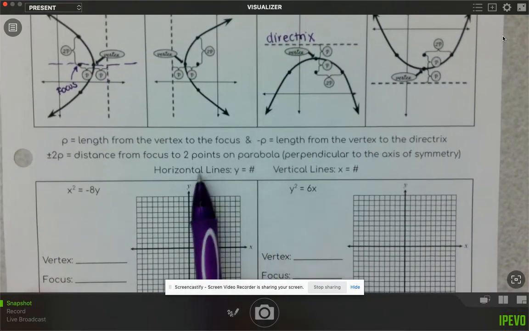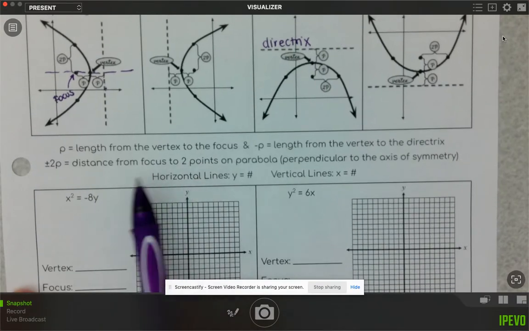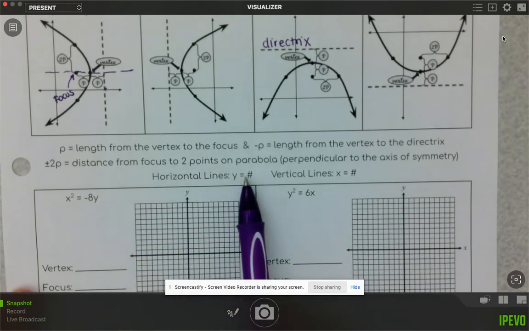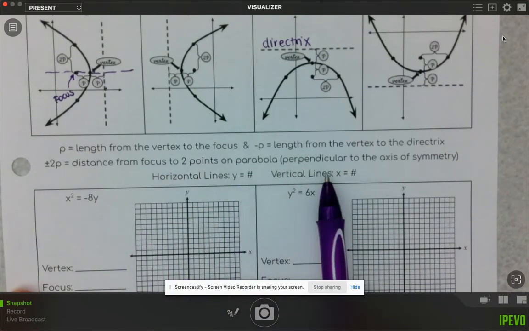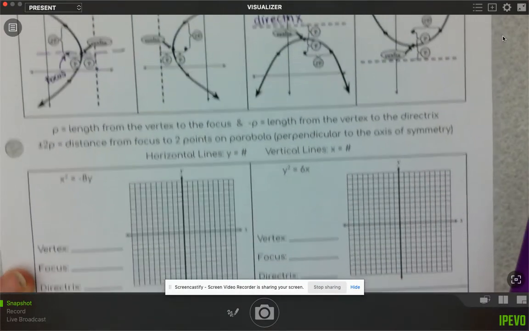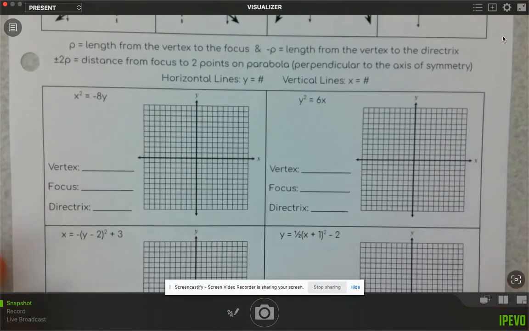Right? And then we are going to have to write the equation of the directrix. If it is a horizontal line, it will be y equals. If it is a vertical line, it will be x equals. And there's actually kind of a little trick you can use for that, and I will show it to you in just a second when we get to our first one.